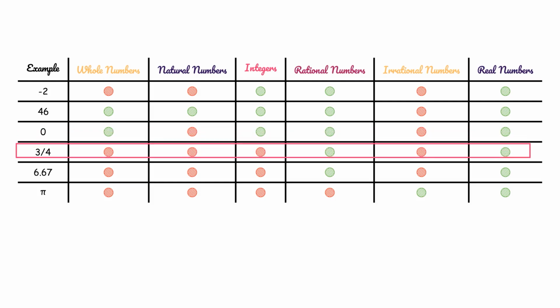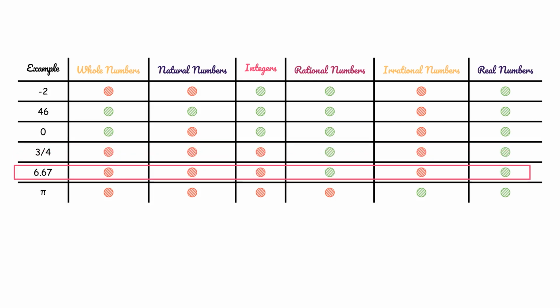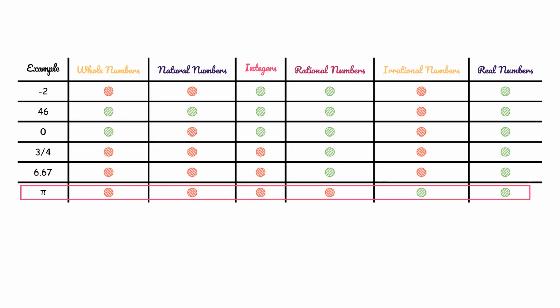Then we have a fraction number. 3/4 is a rational and real number. Then we have a decimal number, 6.67. Now it is a rational and real number. Then we have pi, which is an irrational and real number.